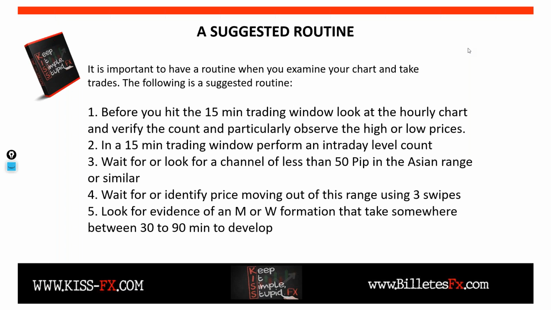So you wait for or identify the price moving out of the agent session range using three swipes. Remember the three vector candles, the three pushes to the upside or to the downside. Most of the time you're going to see them in three swipes, three pushes, three bursts. Sometimes it could be one candle, two candles, and sometimes it'll be perfectly three candles. Sometimes it'll be six candles, but there'll be pushes, bursts like this, out of the agent session box, and I'll show you some charts right now.